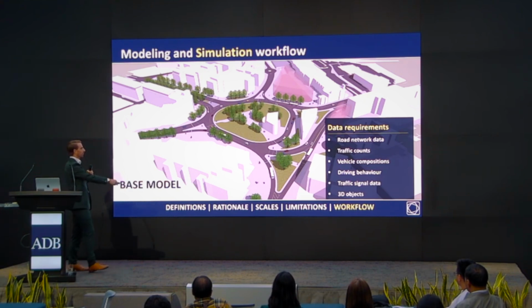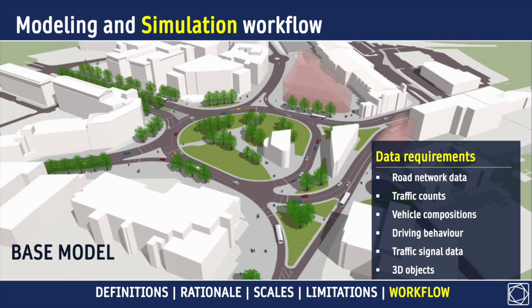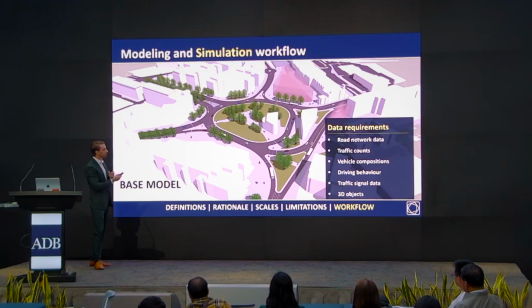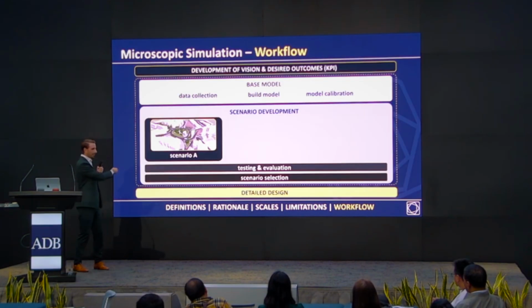You need traffic counts, information on vehicle compositions, so the different types of vehicles, driving behavior. People drive differently in different parts of the world. If you have traffic lights, you need to know your traffic signal cycles. And if you want to make it a pretty simulation, in this case, you would need maybe some 3D objects, some buildings, some trees. So that can be our first scenario.